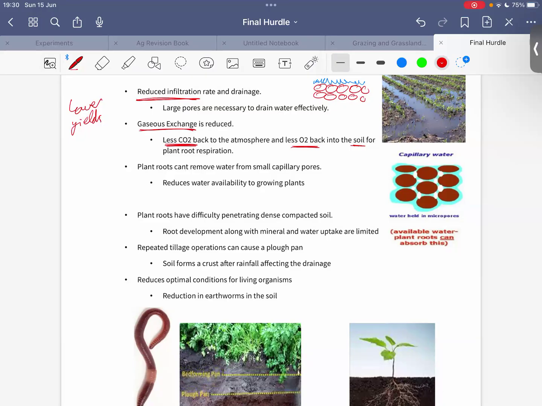Too much CO2 will lead to CO2 toxicity in your soil, and no O2 in your soil means that nothing can carry out respiration.